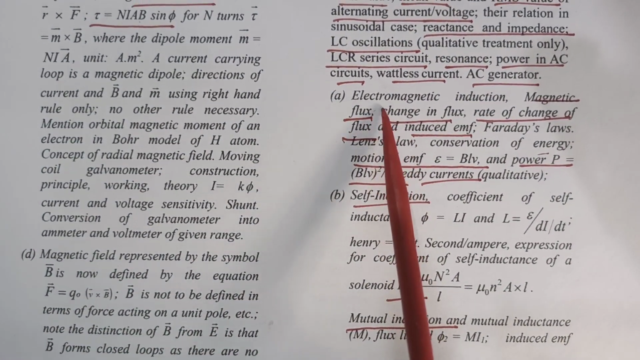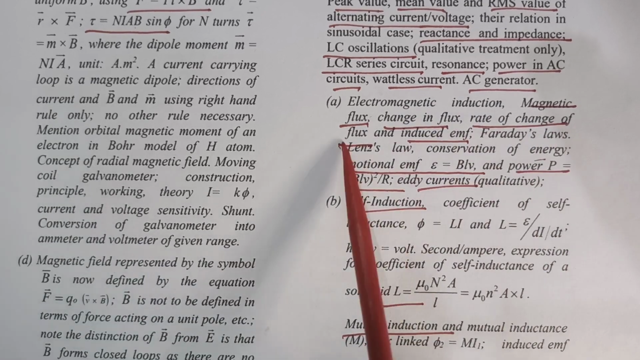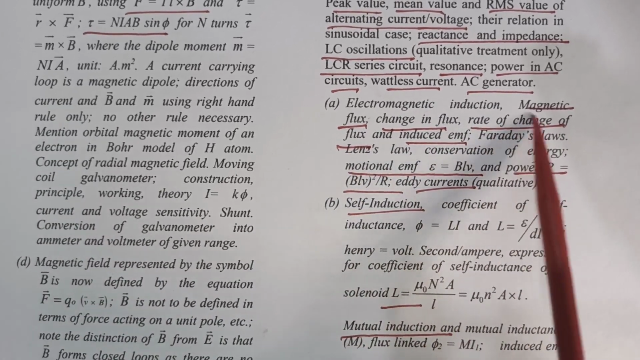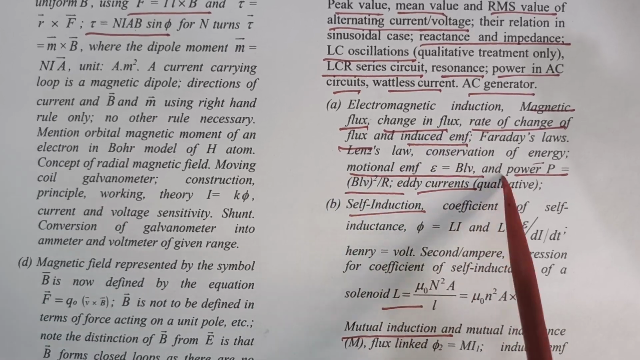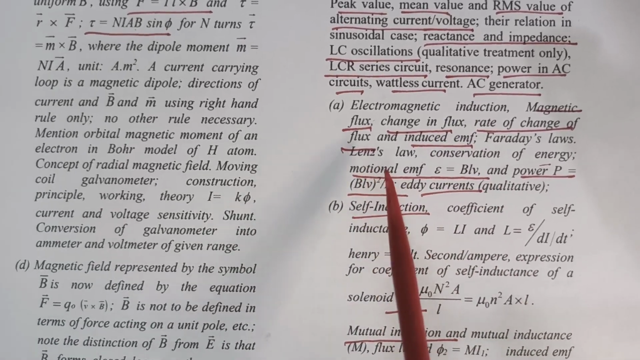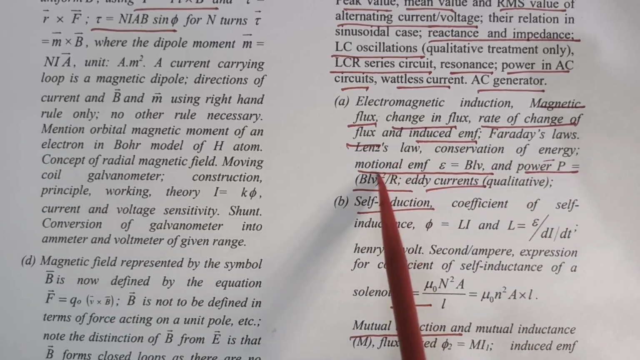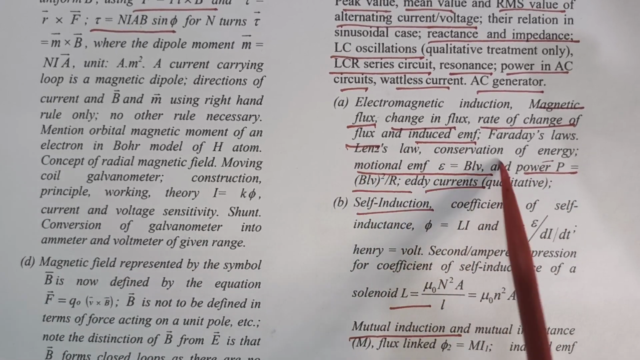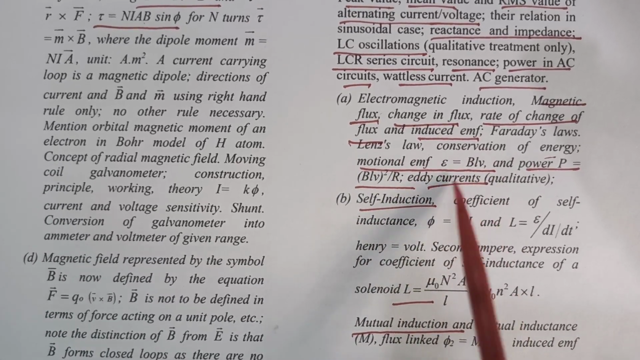After that, the magnetic flux concept, change in flux, then rate of change of flux, and how induced EMF is related to the rate of change of flux, that is Faraday's law in detail. What is motional EMF? This is also one topic which is in the paper every year. And then the power required to keep the conductor moving in the magnetic field so that this EMF is generated continuously. And eddy current, obviously, it is also very important.